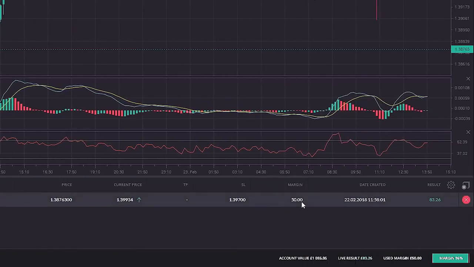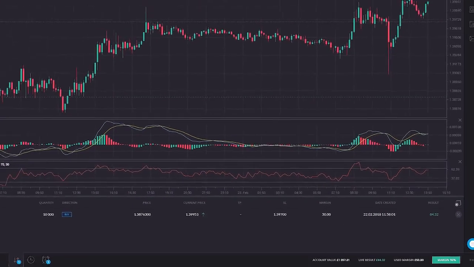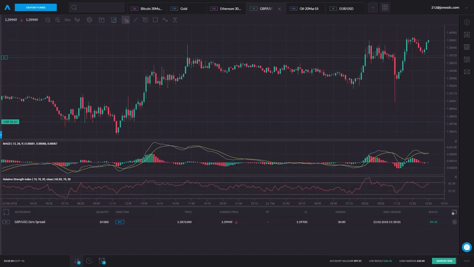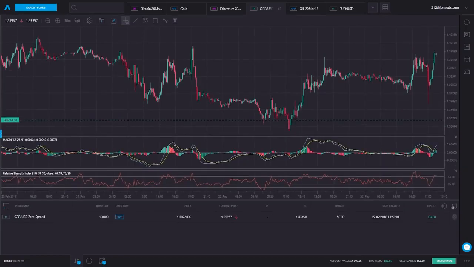My margin requirement, we're not going to worry about that today. And there's my profit. So my profit is £83 on this trade. So the market's moved 116, 118 points, whatever it is. Let me just break that down so we can see what each point movement. Just remember, it's a 10,000 unit, $10,000 position. So what I've done here is taken a screenshot so the price won't be moving.